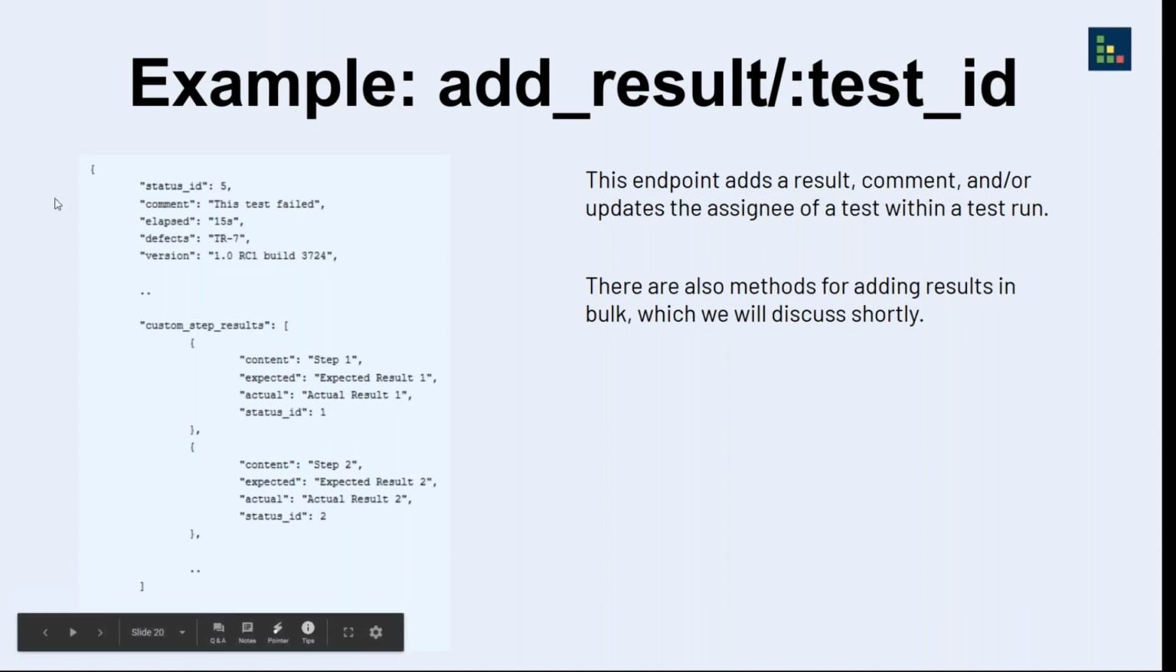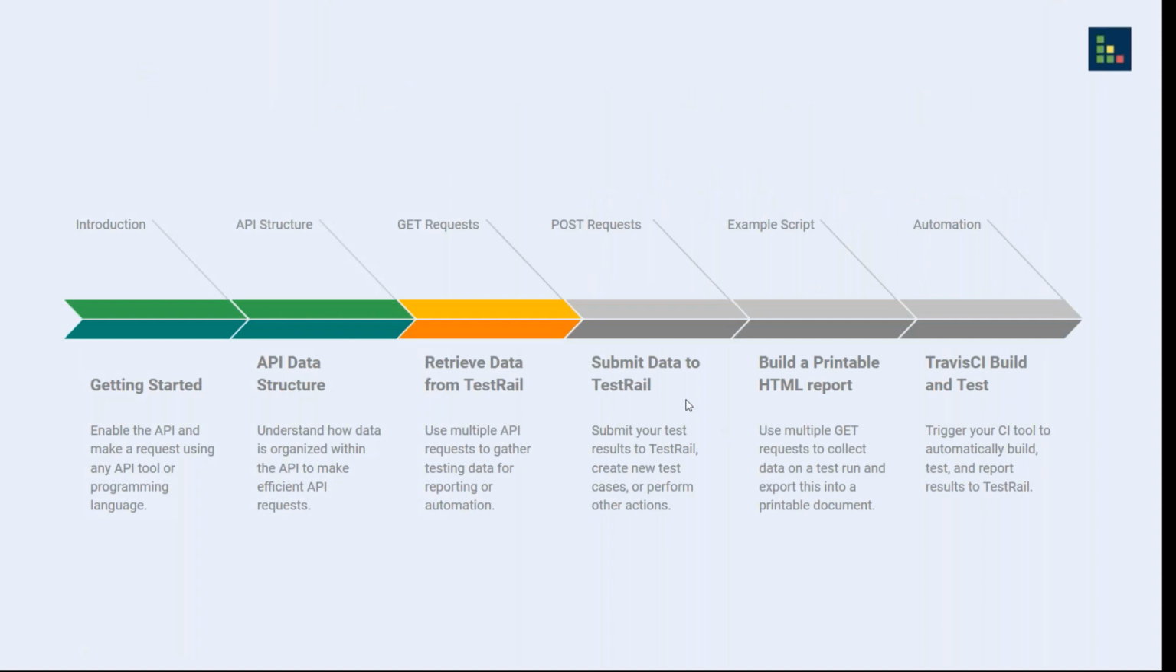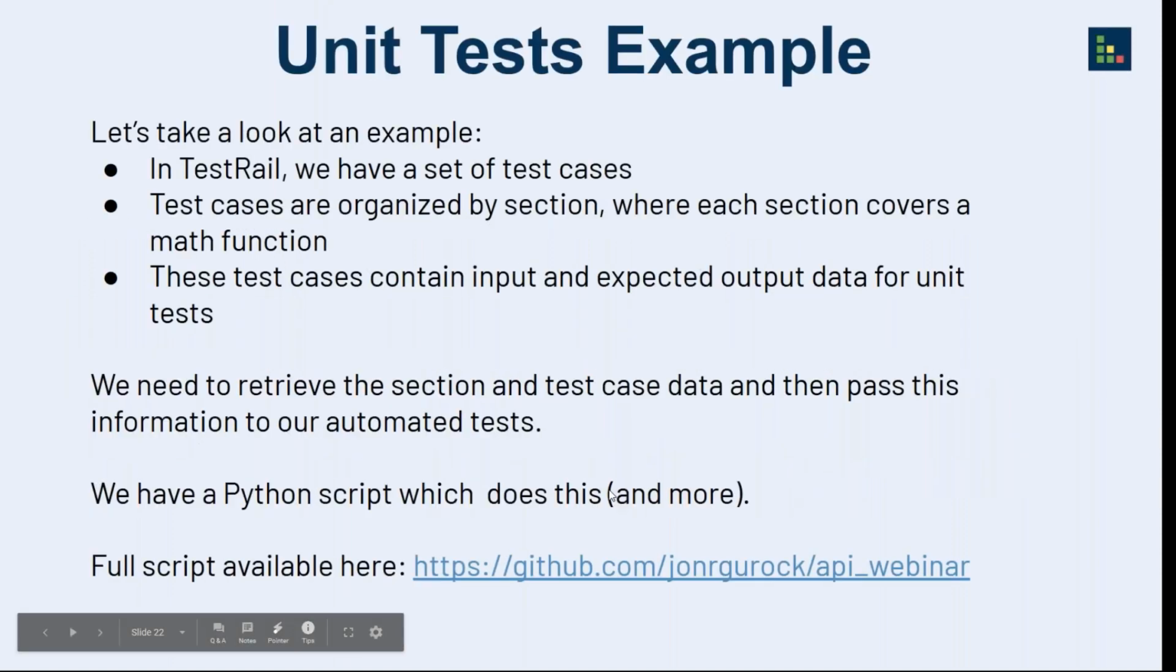All right, so now we've covered, just lightly touched on, some of the API endpoints. So I'd like to look at an example of how we would actually retrieve data from TestRail. Following this, we'll go into actually submitting data to TestRail, and then go into a couple of more in-depth examples. So let's look at this example.